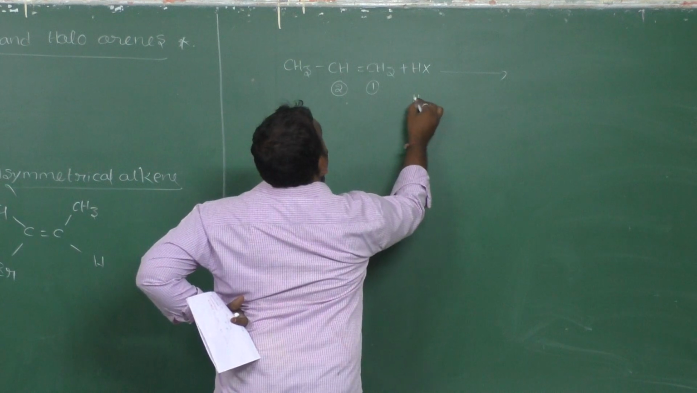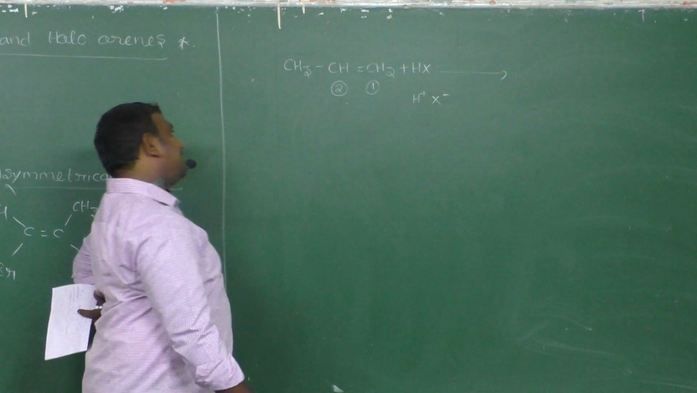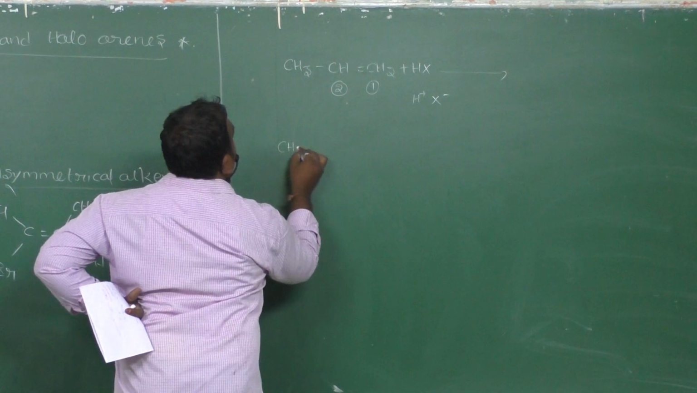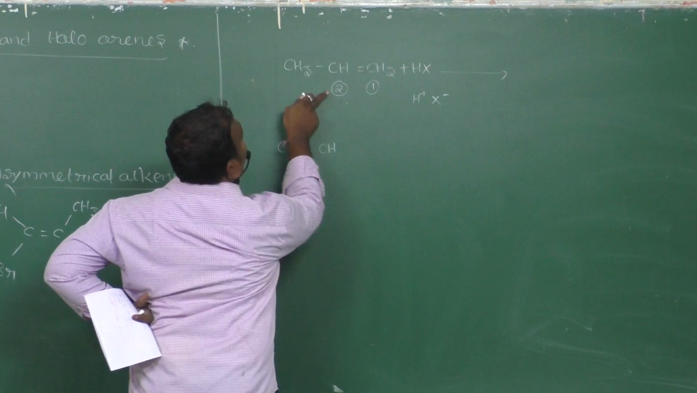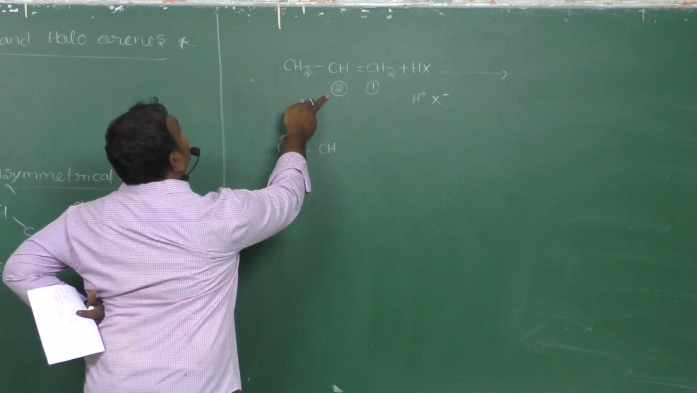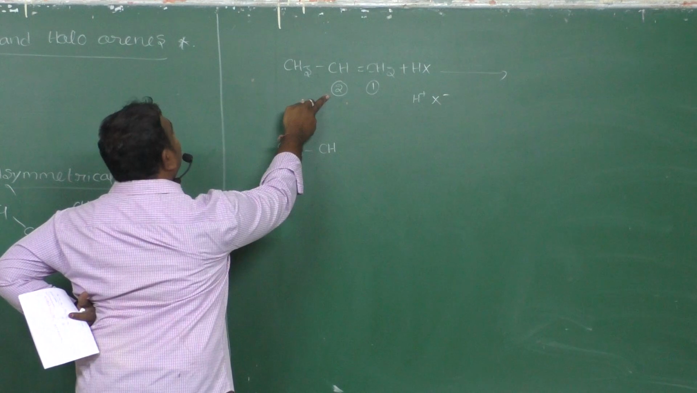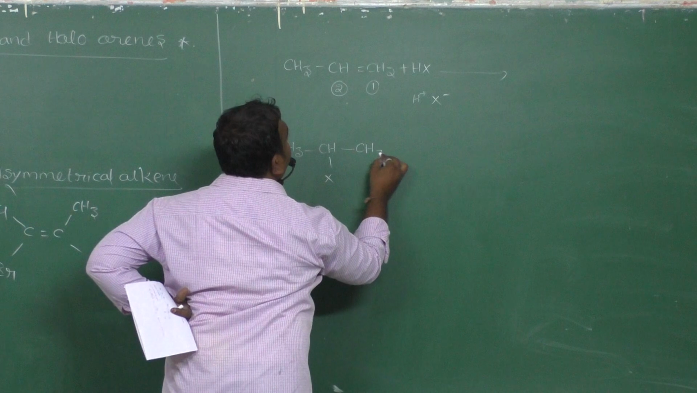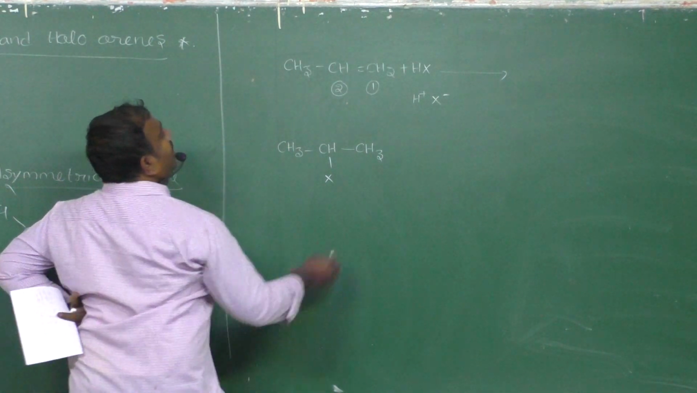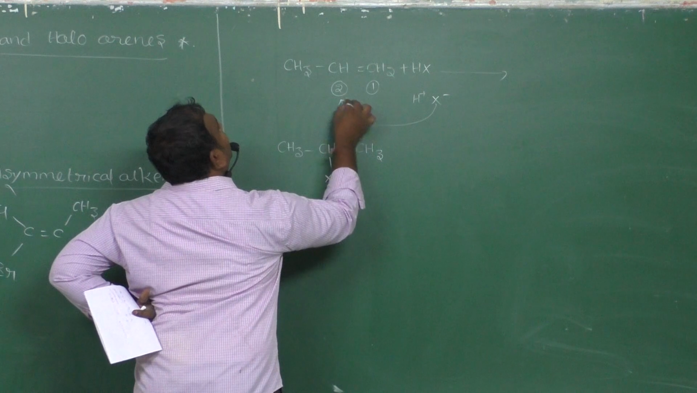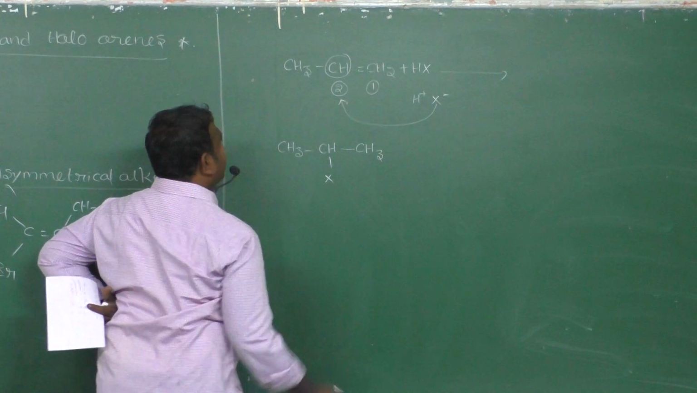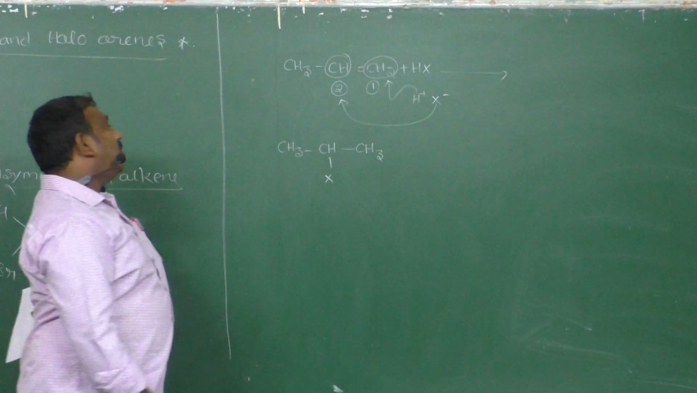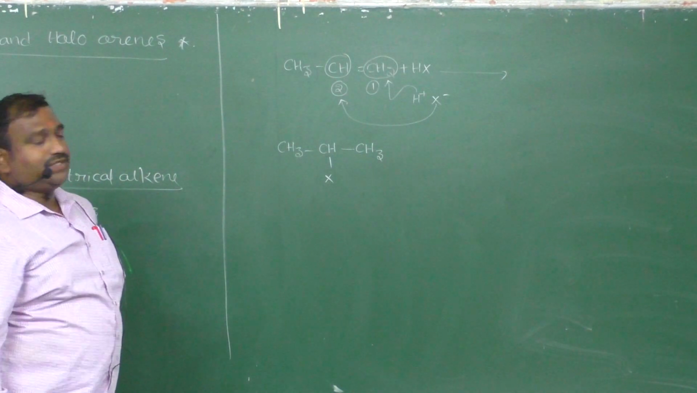So, on ionization, HX is ionized as H plus and X minus. So, add hydrogen to the double bonded carbon. Between carbons 1 and 2, which has fewer hydrogens? The second carbon. So, the product is CH3, CHX and CH3. Here, X is added to the second carbon having fewer hydrogens, and the hydrogen atom is added to the double bond carbon having more hydrogens.